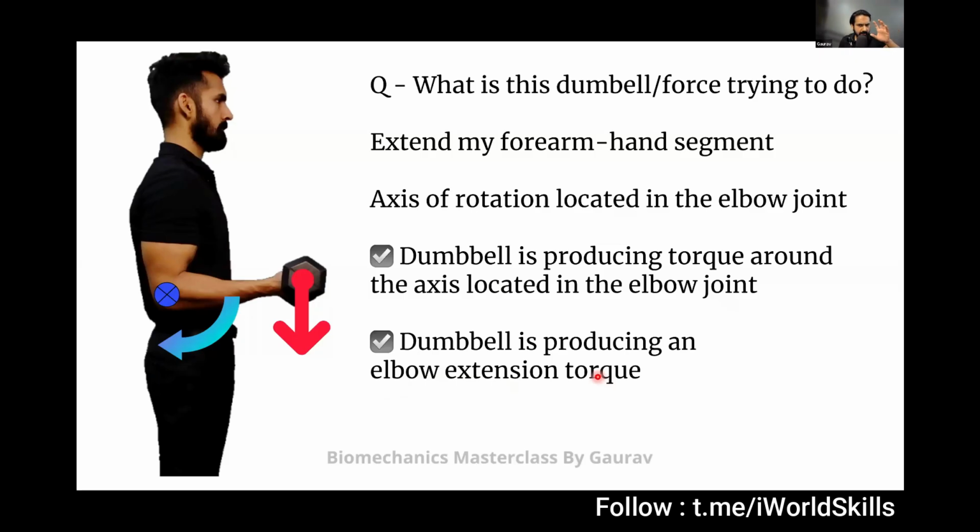Now, there is something very important that I mentioned in the beginning: I'm not letting my forearm hand segment rotate. I'm maintaining this isometric 90 degree elbow flexion position. So even though this dumbbell is producing an elbow extension torque, I am not letting my forearm hand segment rotate, which means there is something that is fighting this elbow extension torque produced by the dumbbell.